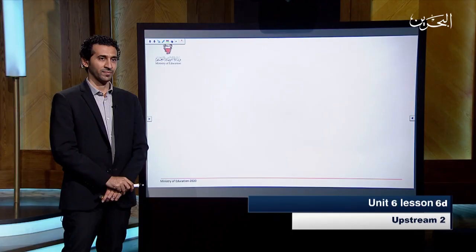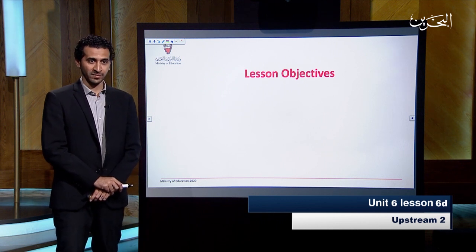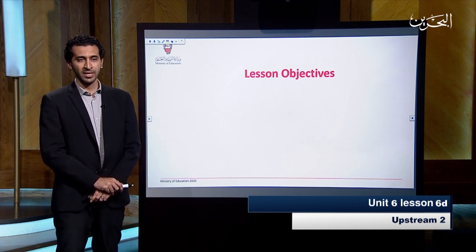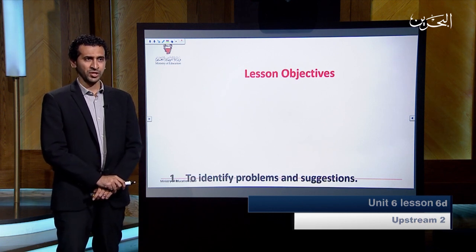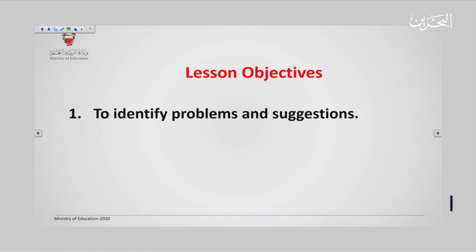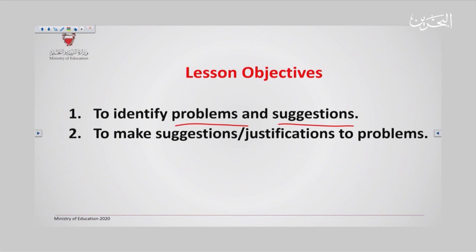Now let's move on. So before we start, let's review our objectives. Actually, we have three objectives, and these three objectives are connected to each other. So let's have a look at the first one. The first objective is to identify problems and suggestions. And I want you to focus on these two words, problems and suggestions. And the second objective is to make suggestions, justifications, to problems.